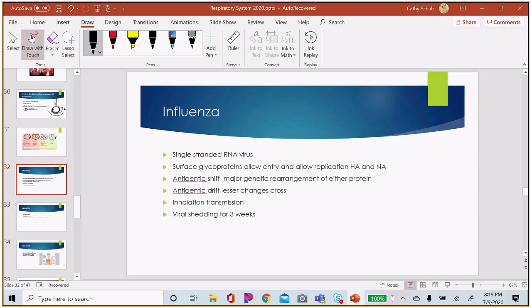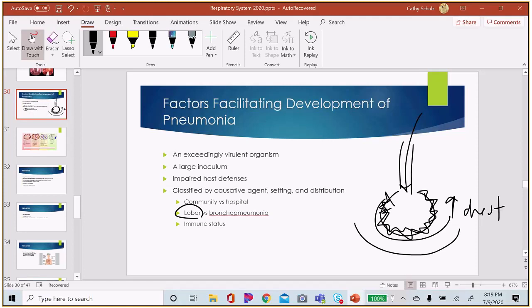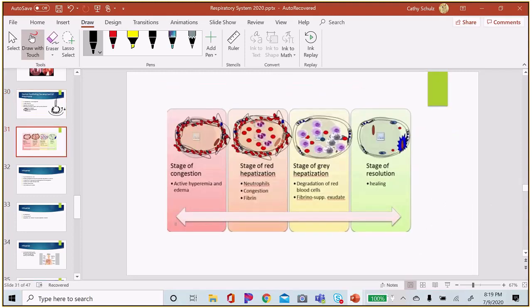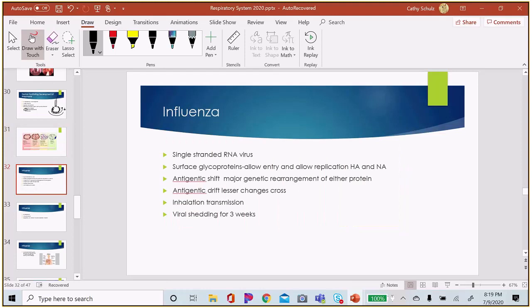So that was our bacterial pneumonia, which can be community versus hospital acquired, and certainly has to do with the type of organism that's caused the infection. I mean, you could have viral pneumonia versus bacterial pneumonia. One of our more common viral respiratory infections is influenza, which is an RNA virus.